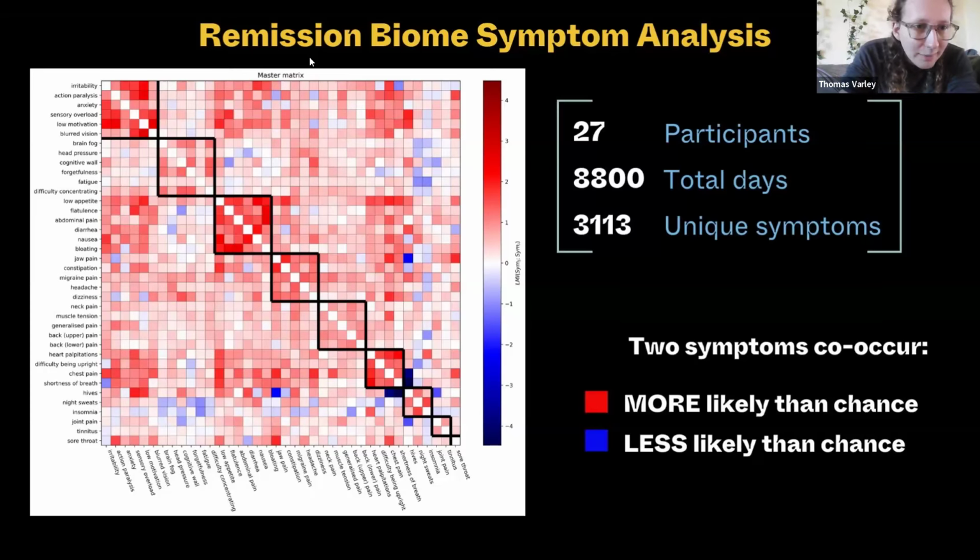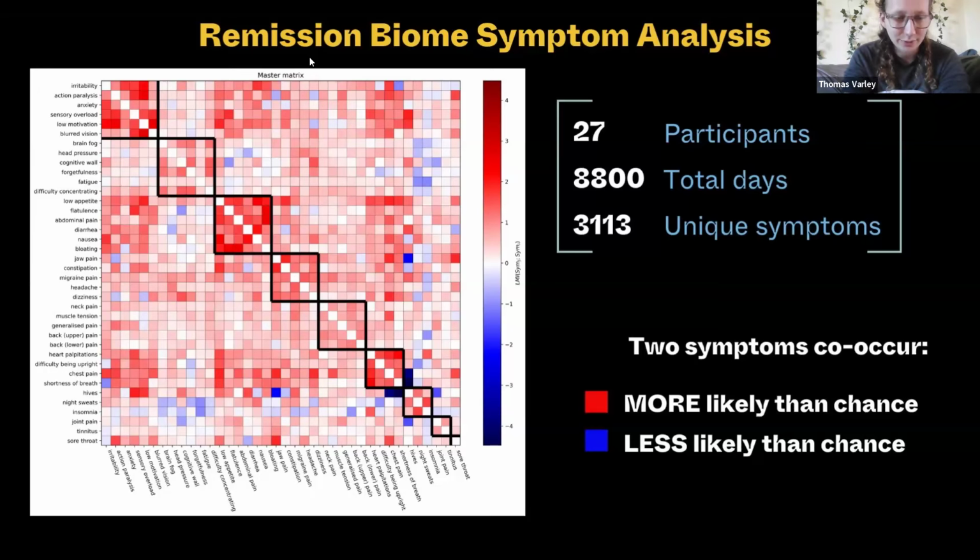The first cluster in the top left is going to be irritability, action paralysis, anxiety, sensory overload, low motivation, and blurred vision. This looks to me like something involving the brain or the central nervous system, possibly something related to glutamate. Kat can chime in on that, or neuroinflammation. And so the hope is that by digging into these and incorporating more data, we can try to get a sense of the underlying structure of ME/CFS, really looking at how the symptoms appear in real time as recorded by real people.